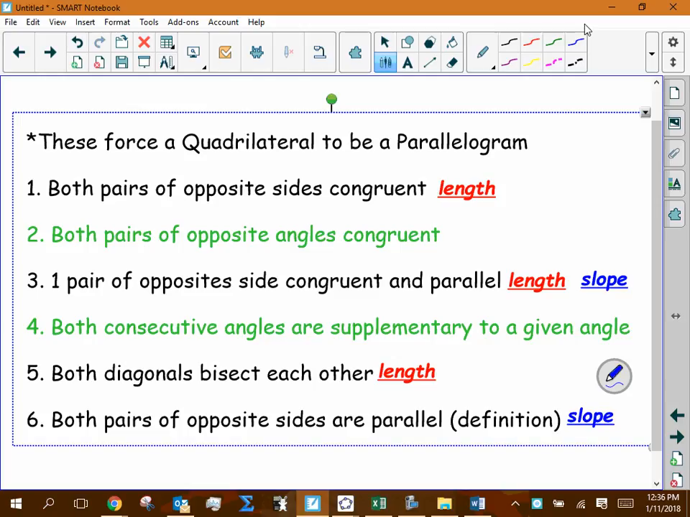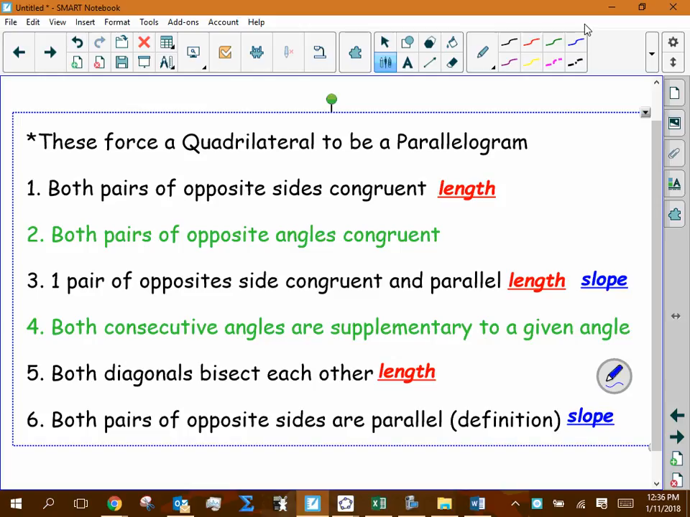It says both pairs of opposite sides are congruent. Okay? Both pairs of opposite sides are congruent. Understand what that means. It doesn't mean that all 4 sides are the same, right? It just says both pairs of opposite sides are congruent. So look at opposite sides, are they the same length? Okay? And then look at the other set of opposite sides and see if they are the same length, which might be a different length from the first set that's looked at.